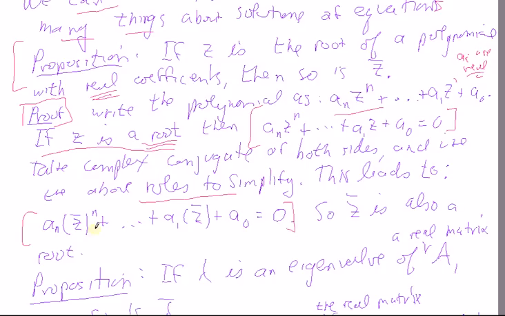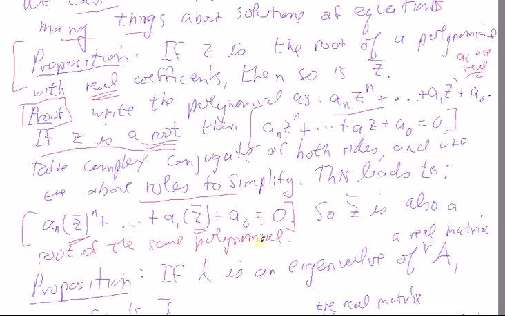What does this tell us? This tells me that z bar is also a root of the very same polynomial. So z bar is also a root of the same polynomial. So this expresses the fact that the roots of polynomials come in complex conjugate pairs.